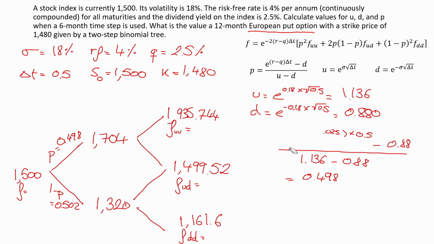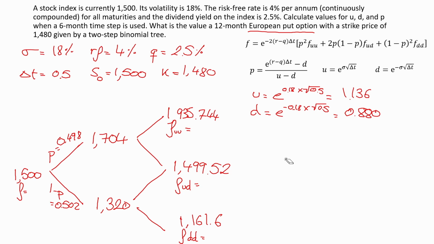Okay, so now that we have all the necessary values and information, we can use the formula for a two-step binomial tree in order to find out the current value of the put option. Now, before doing that, we need to find out the option values at the last period, because remember, this is a European option. A European option can only be exercised at expiration, so the last period. And also, remember, this is a put option. A put option means the investor makes money when the strike price is higher than the stock price, or the stock index price in this case.